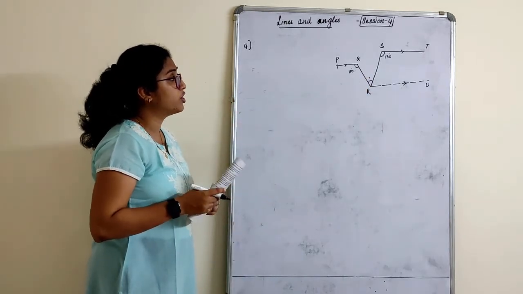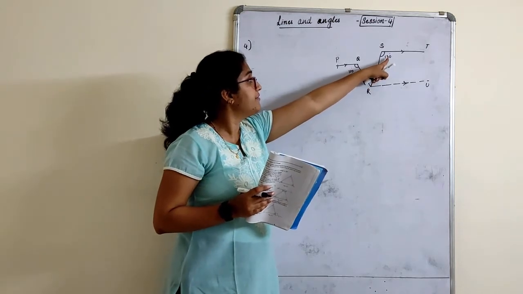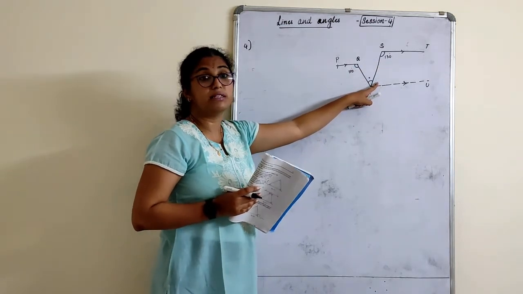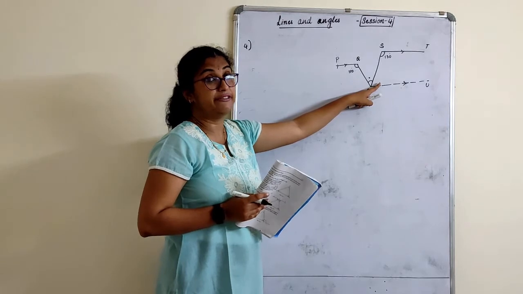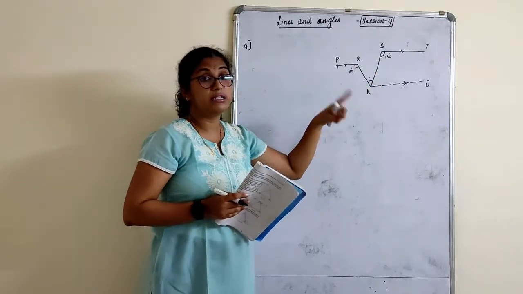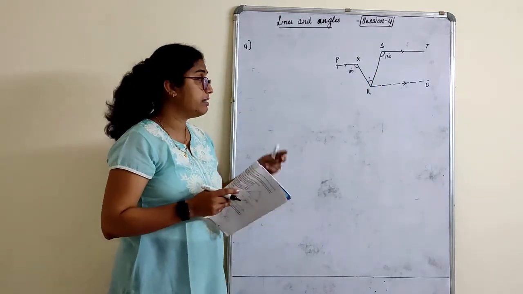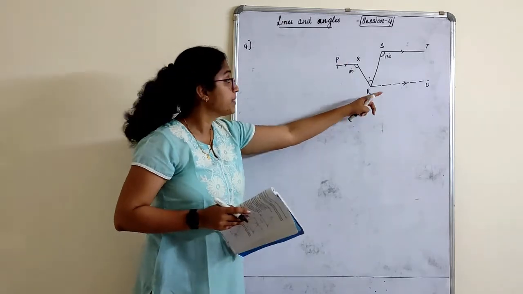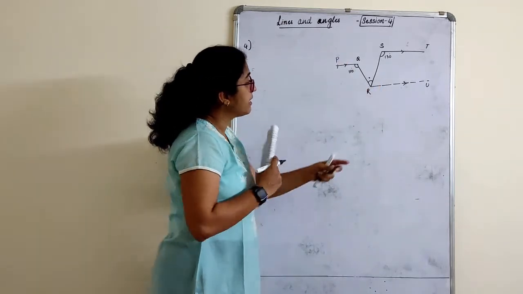For that, first of all, if this is 130, what should be this angle? It should be 50. Why? Interior angles on the same side of the transversal are 180. Learn to first find the angles orally. Now we found this angle.